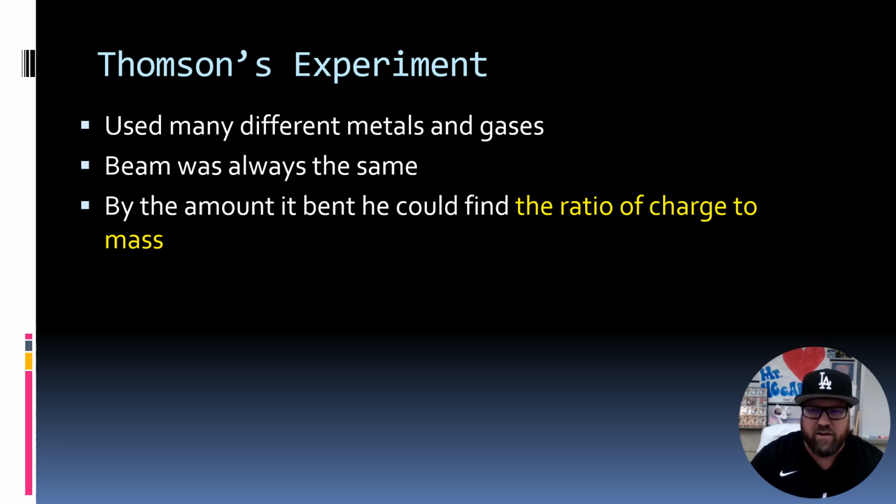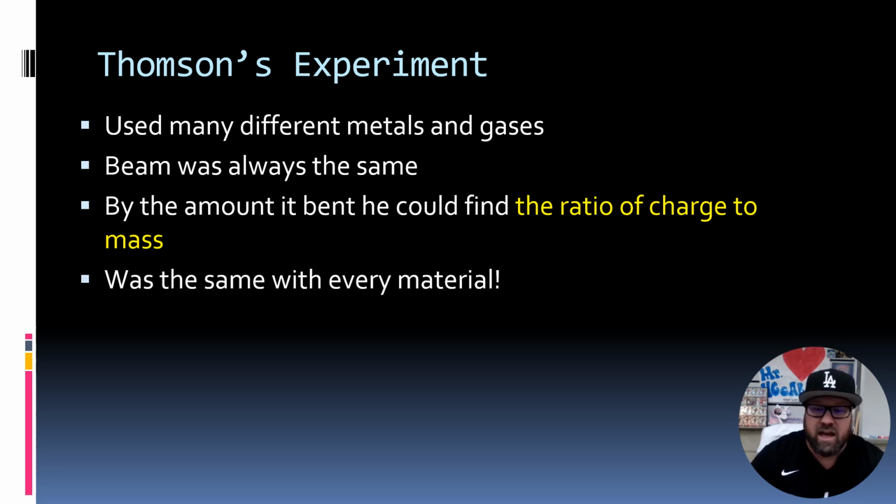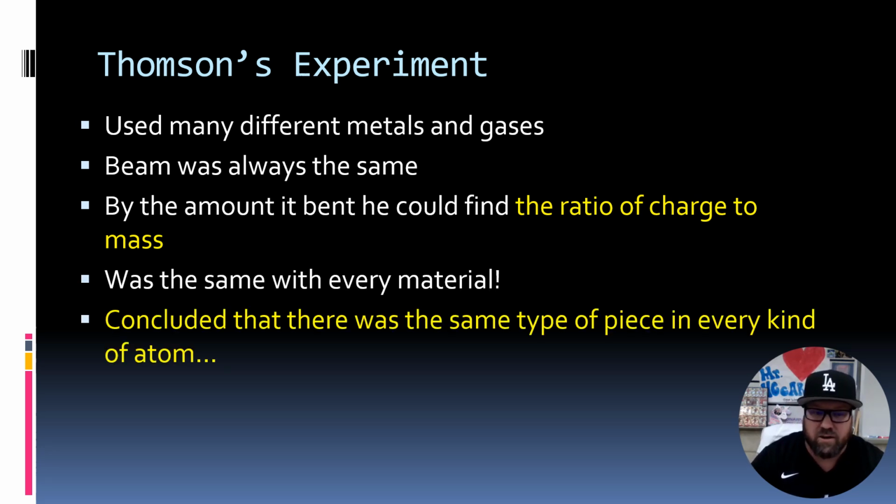So he found that there was a ratio of charge to the mass of the gas, and it was the same with every material. So what he concluded was that there was the same type of piece in every kind of atom. Now, if we think about it, in an atom, and we already kind of know this a little bit in my class, what very famous piece in an atom is negatively charged so that it would be attracted to the positive magnet?